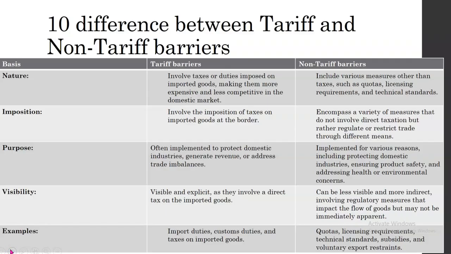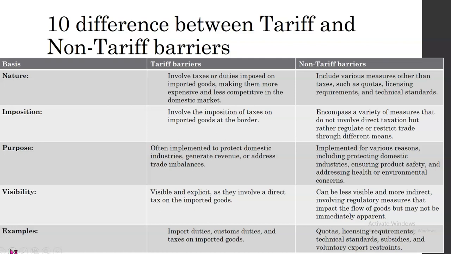So let us start with the basis of nature. Tariff barriers involve taxes or duties imposed on imported goods, making them more expensive and less competitive in the domestic market. Whereas, on the other hand, non-tariff barriers include various measures other than taxes, such as quotas, licensing requirements, and technical standards.